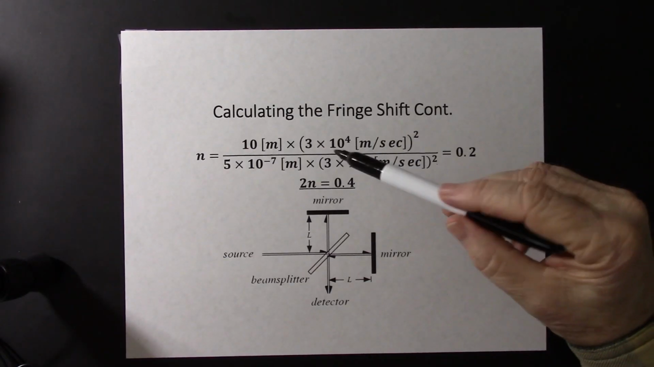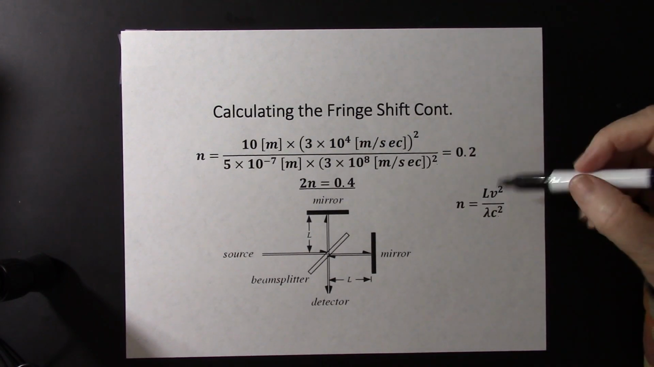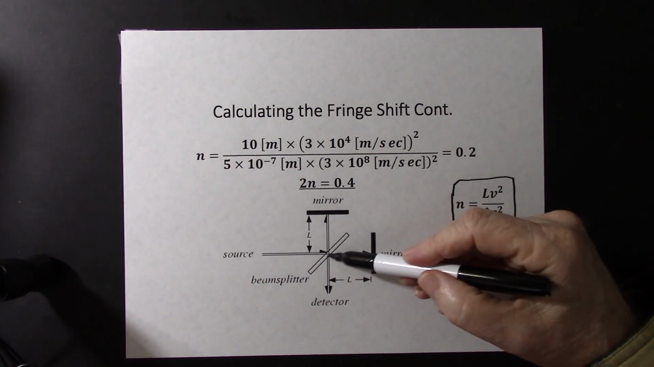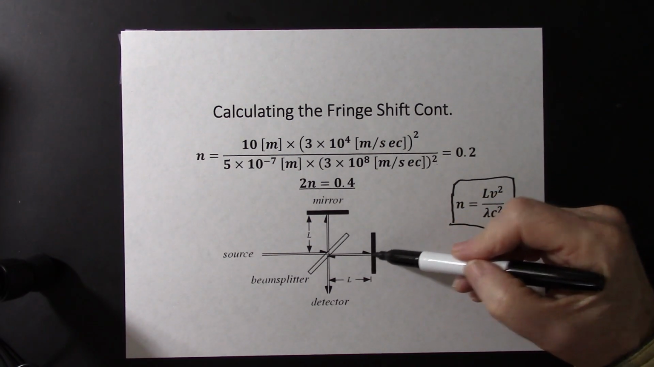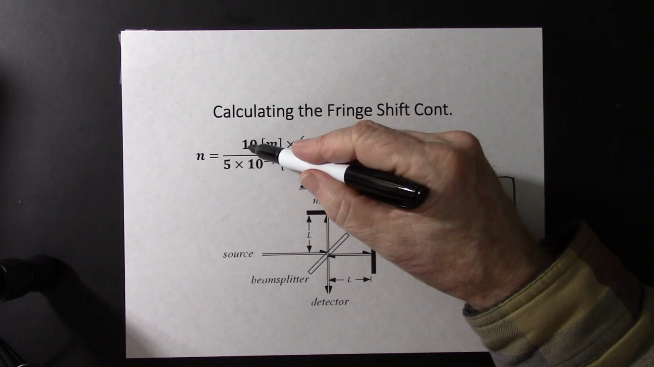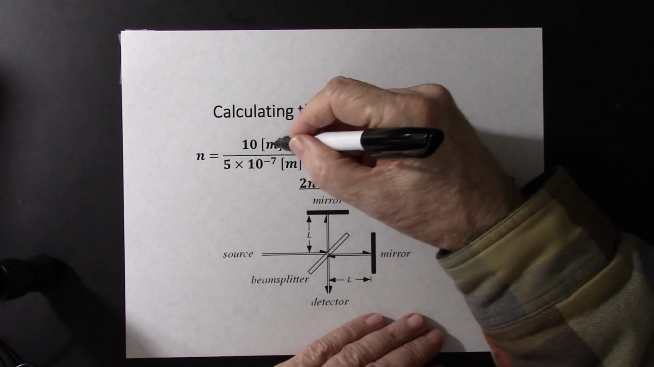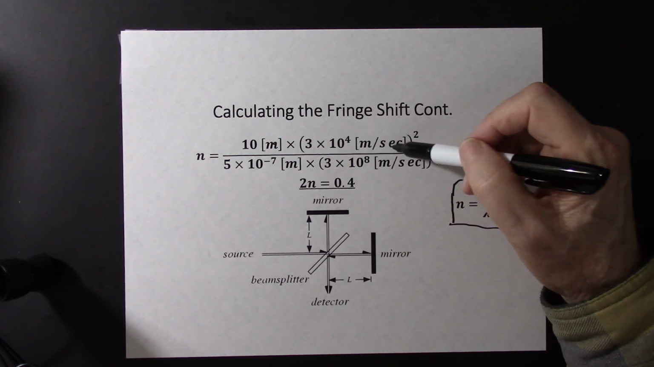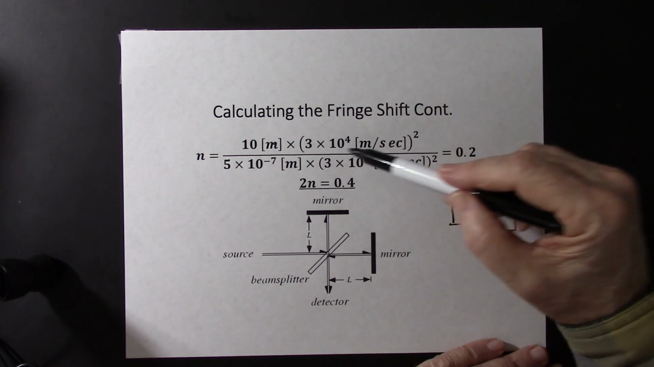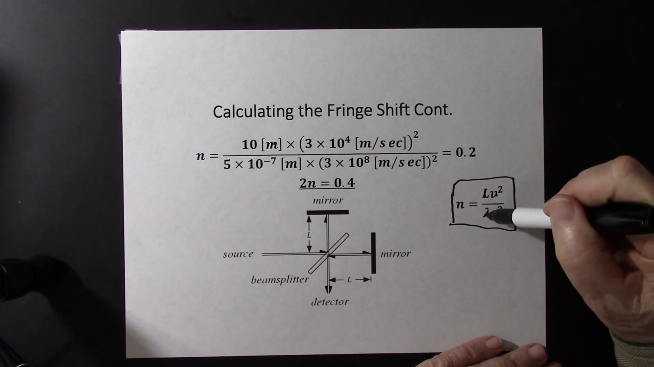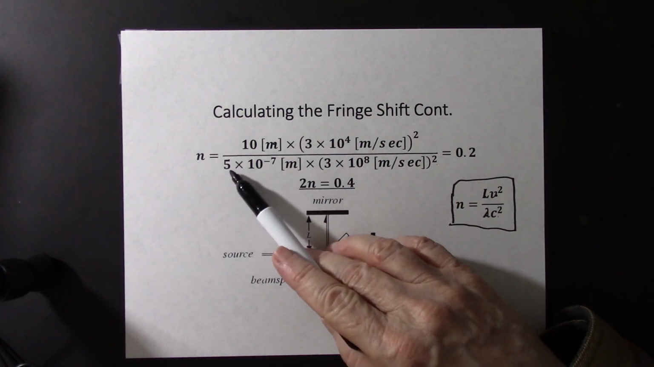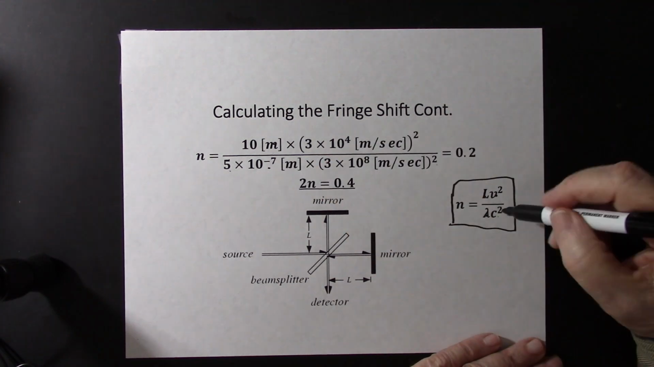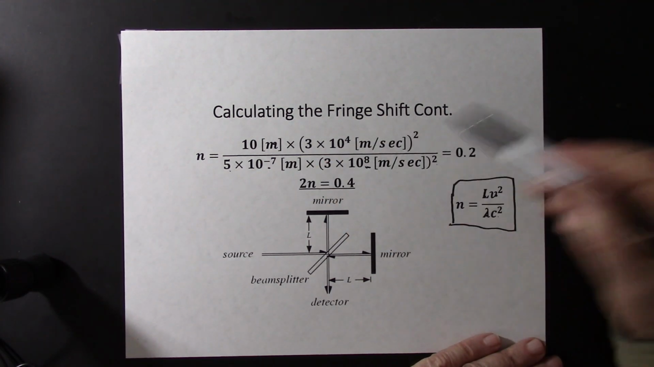So here's the calculation done with the actual numbers, and remember our n was equal to this. The length of the arms of the apparatus in the experiment was 10 meters, so we put that in there. That L goes to there. And then v was 3 times 10 to the 4th meters per second. That was the velocity of the Earth through space, and we had to square that. The wavelength of light used in the experiment was 5 times 10 to the minus 7th meters. This goes to that. And then c squared is this, the speed of light.